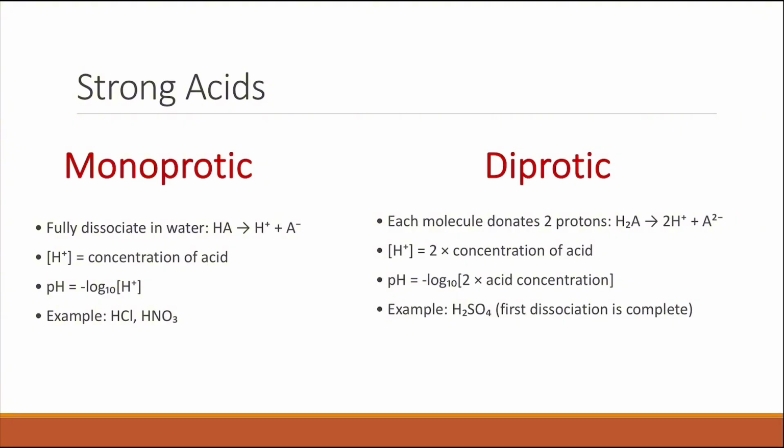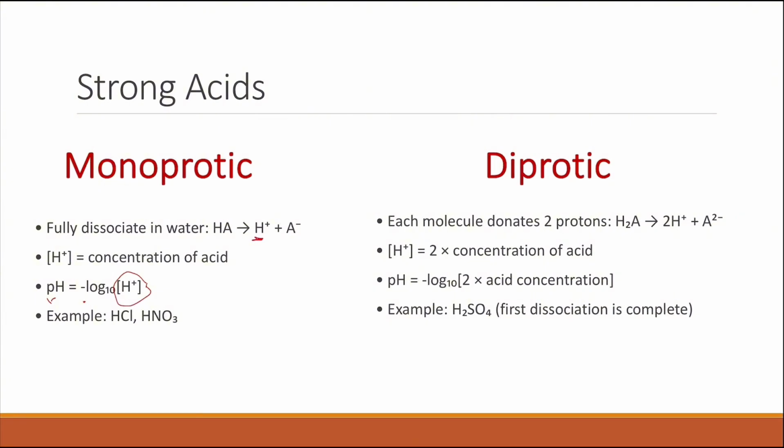So monoprotic acids, or strong acids in general, will dissociate to give the hydrogen ion and the anion, or the conjugate base. So if we have a monoprotic acid, this is the acid that will give you only one hydrogen ion per molecule of the acid. The hydrogen ion concentration in this case will equal the concentration of the acid, because 1 mole of the acid will give you 1 mole of hydrogen ion. So the pH, which is minus log 10 of the hydrogen ion, will be minus log 10 of the concentration of the acid in the solution. Examples of that are hydrogen chloride and nitric acid.